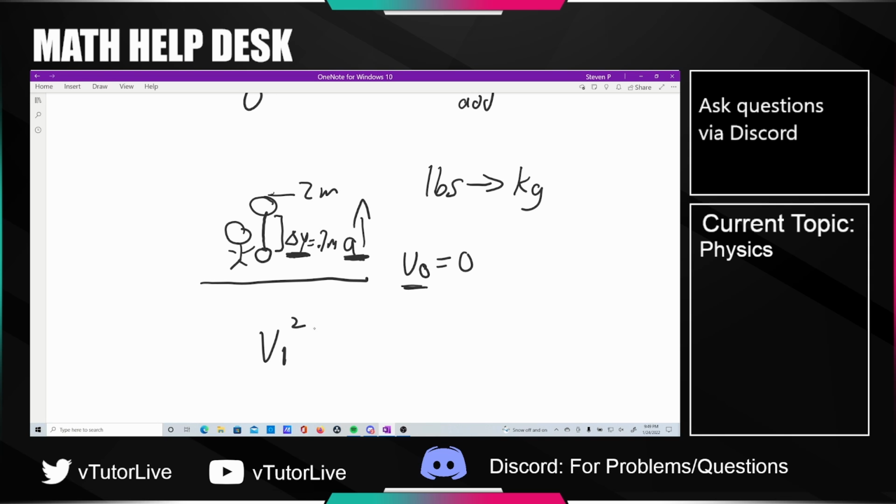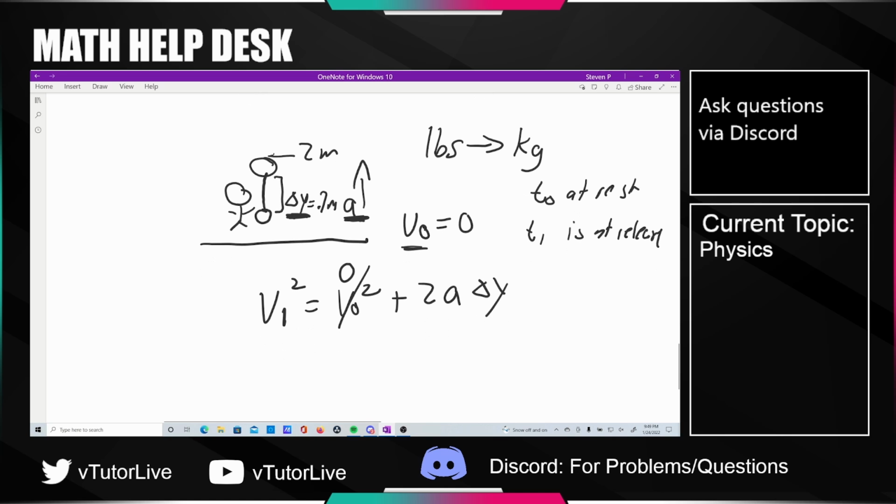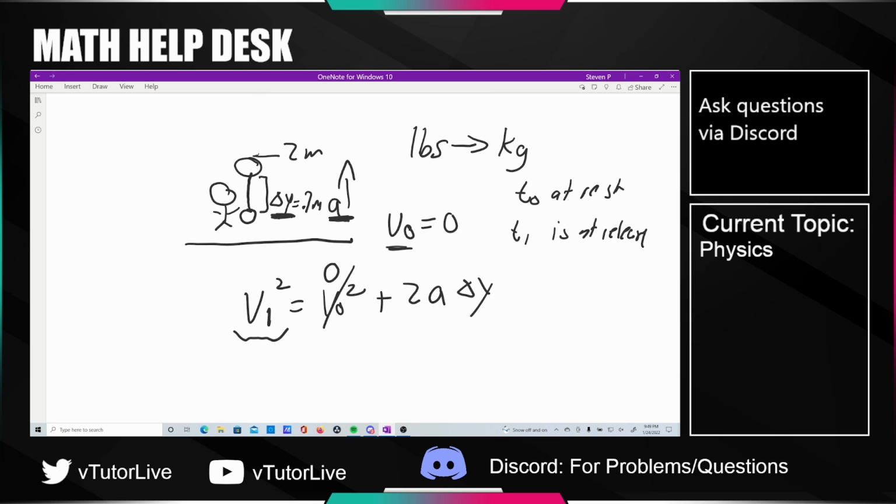Right. So I'm going to say t naught is at rest. I'm going to say t1 is at release. So this is going to say v1 squared is equal to v naught squared plus 2a change in y. Okay, so that basically lets us find v1. Very good.